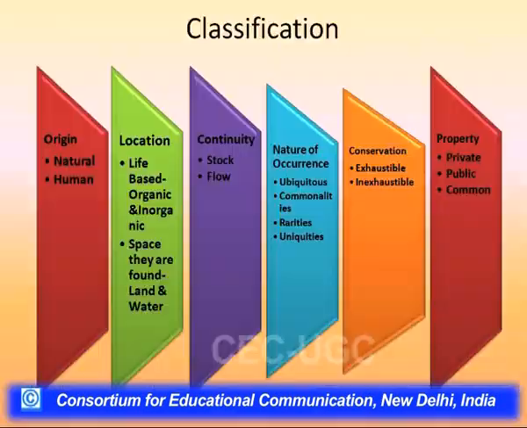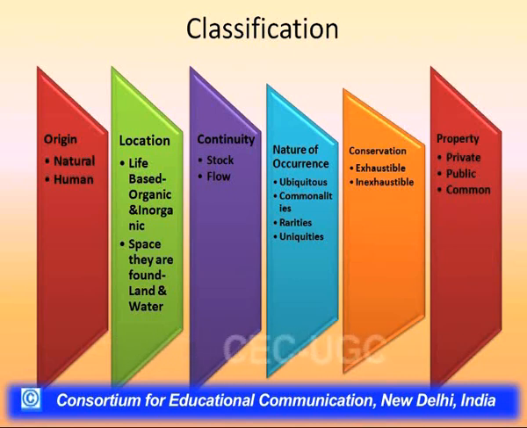On the basis of location, we can divide into life or space where they are found. Life based resources again can be divided into organic and inorganic resources. When we talk of organic resources, we are talking of forest, for example. It is an organism which has life, they are inexhaustible and they have regeneration capacity. Inorganic resources, we are talking of minerals, where there is a stock or fund of resources which cannot be increased. There is a certain exhaustive stock available with nature. And space, when we talk of space where they are found, we are talking of a platform. It can be land, it can be water.